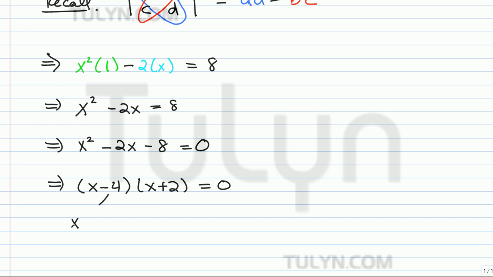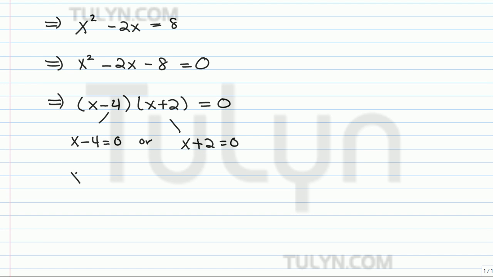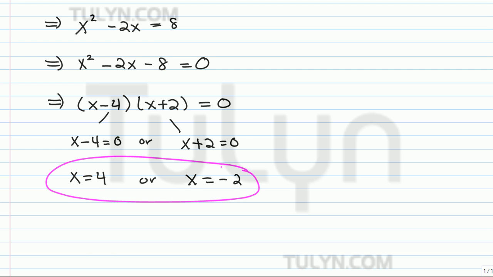And using the zero factor property, we know that x minus 4 is equal to 0, or x plus 2 is equal to 0. And solving each equation separately, we know that x is equal to 4, or x is equal to minus 2. And those are the solutions for x.